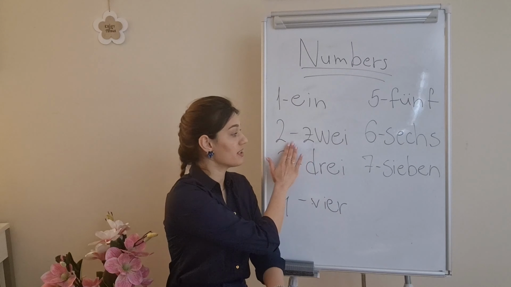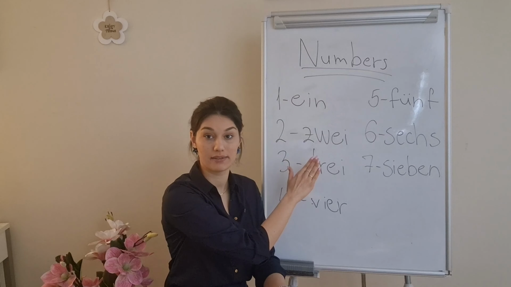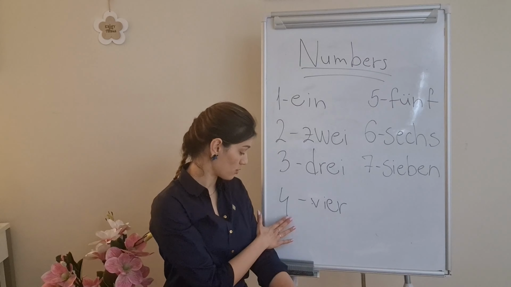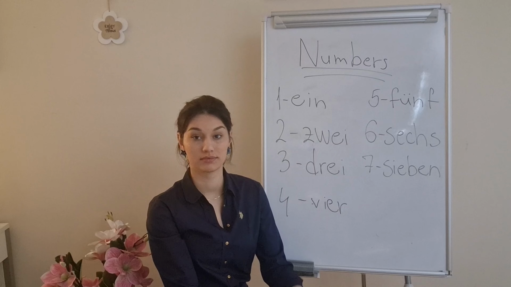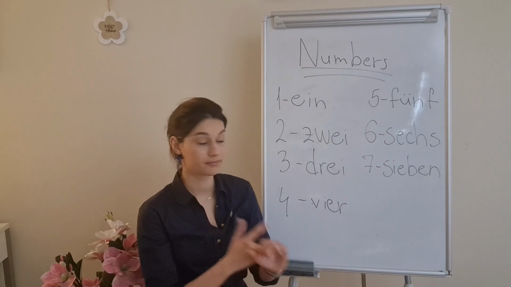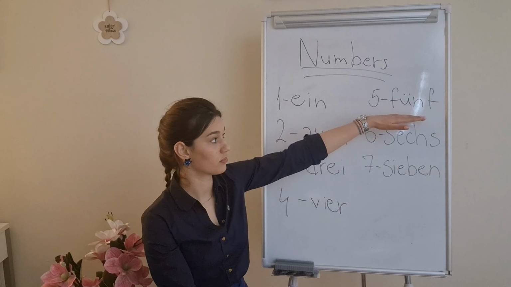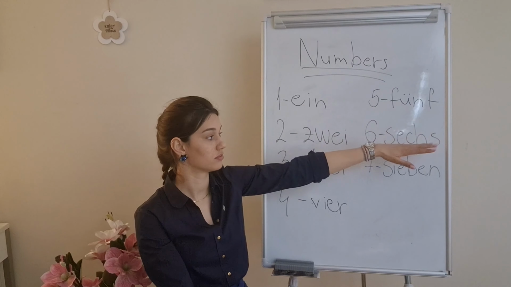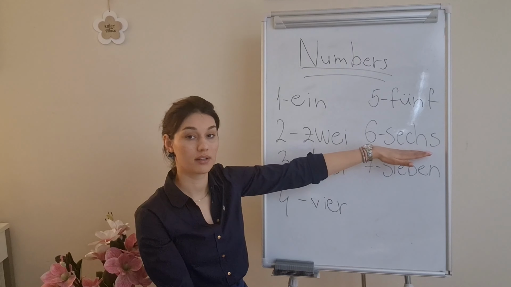Number 2 will be zwei. Number 3 will be drei. So we have ein, zwei, drei. The next number will be this one. Vier. So ein, zwei, drei, vier. The next number will be number 5. Fünf. Then we have this number. Sechs.